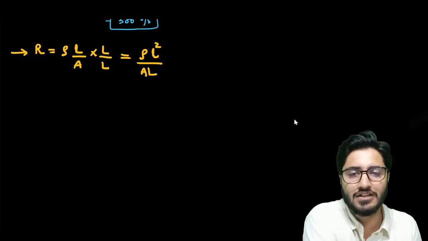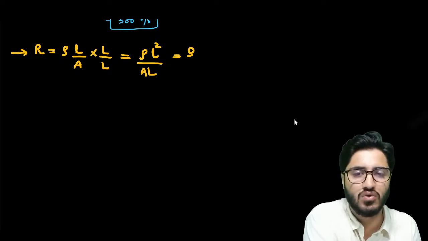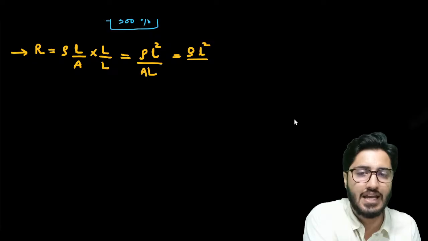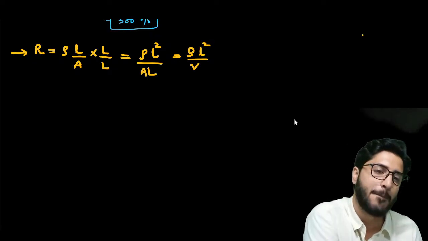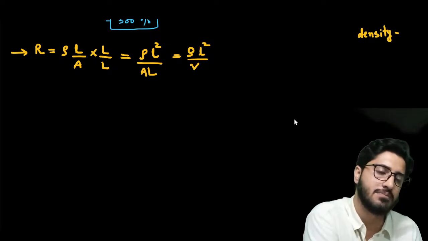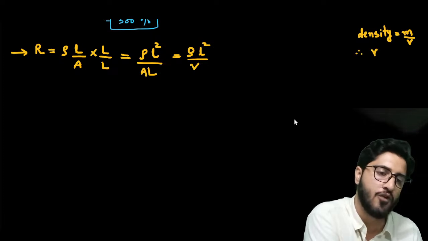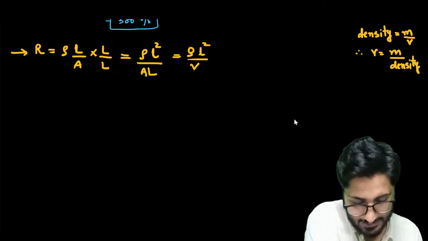Look now, resistivity rho is rho, L is L square, area into length is volume. Do you know what is density? Yes, sir. Density is mass per unit volume. So therefore, I can write volume equals mass divided by density.